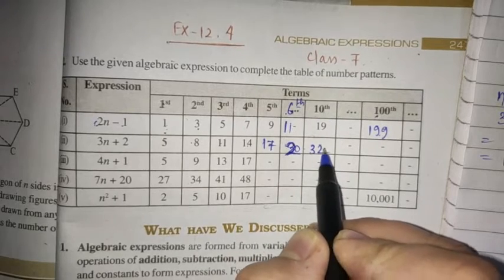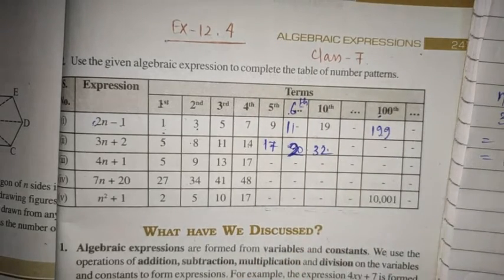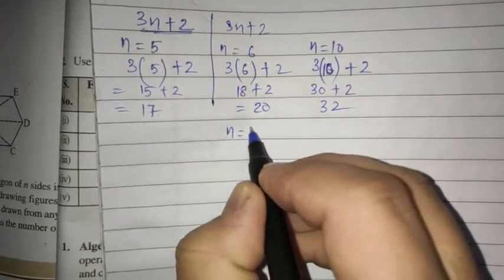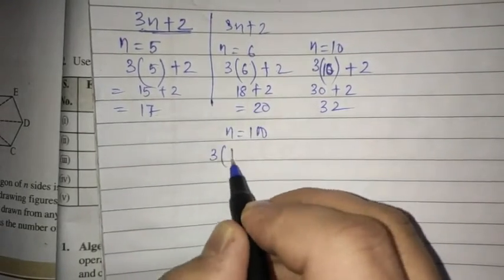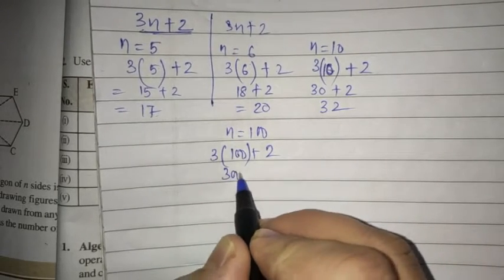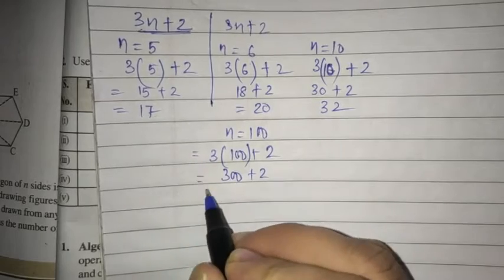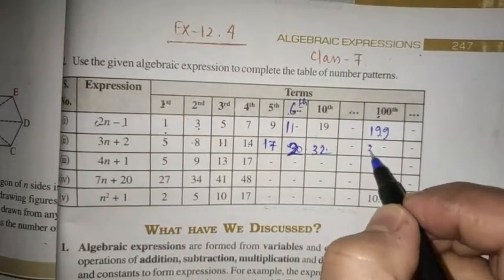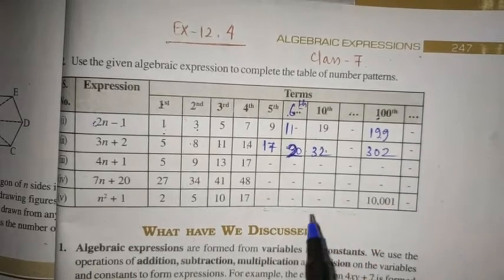So it is correct. Now we have to find the 100th term also, right? So when n is equal to 100, then 3 into 100 plus 2. 3 into 100 is 300, plus 2 is 302, which is the absolutely correct answer. So 302 would be the answer.